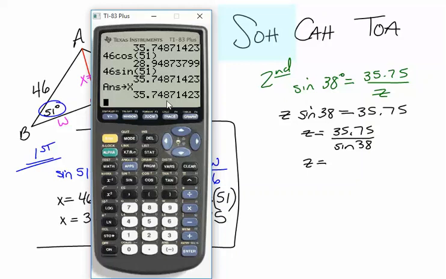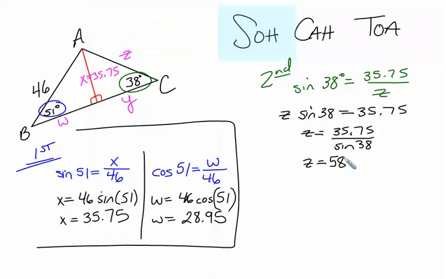And what we could do is we could take that number and divide it by the sine of 38. You would get the same thing then if you took the x, because we've stored it as x, divided by the sine of 38. That gives us our answer of 58.07, correctly rounded to 2 decimal places.